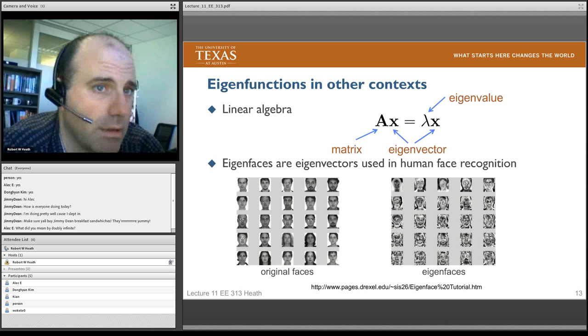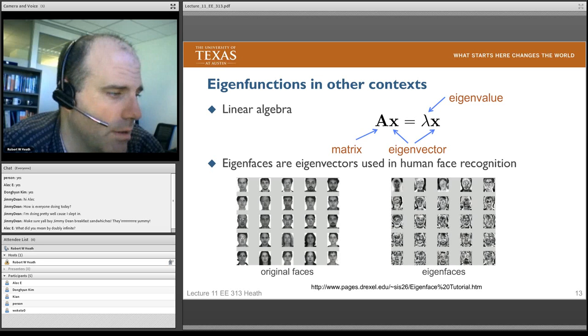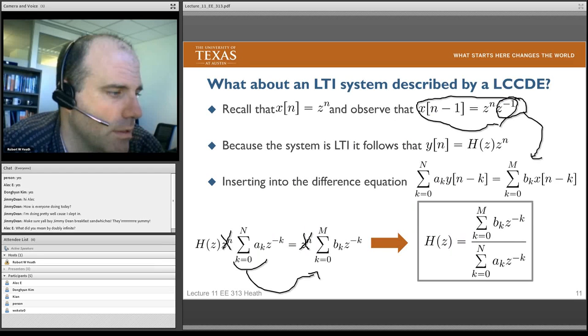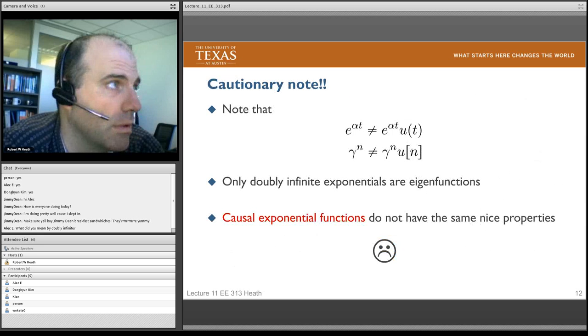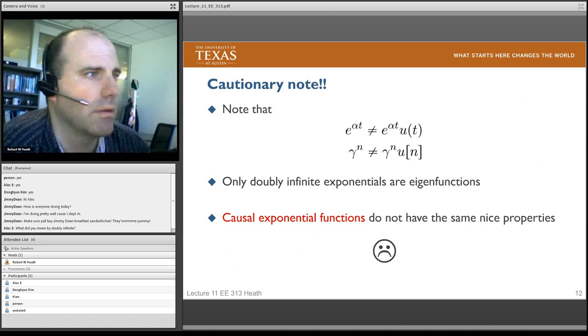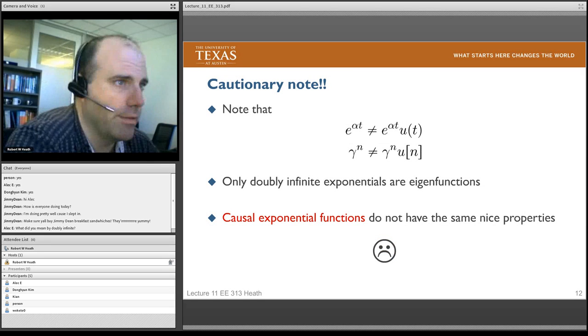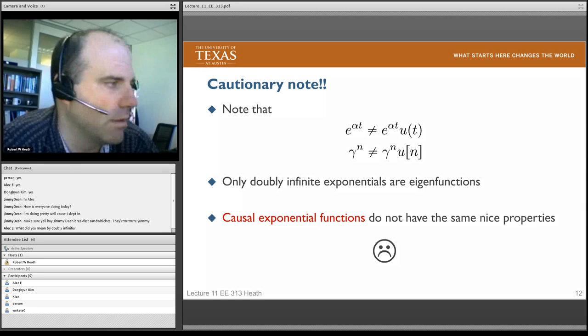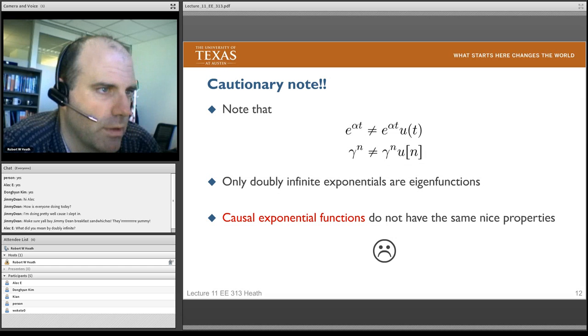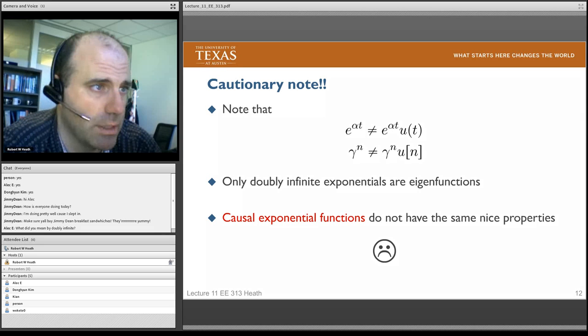Doubly infinite here. Okay, that's the question. Let me go back here. Doubly infinite just means it goes from minus infinity, well, I can't write the infinity sign, to infinity here. Because if you look at these unit step functions, they go from minus infinity to infinity, but they're zero up until point zero.